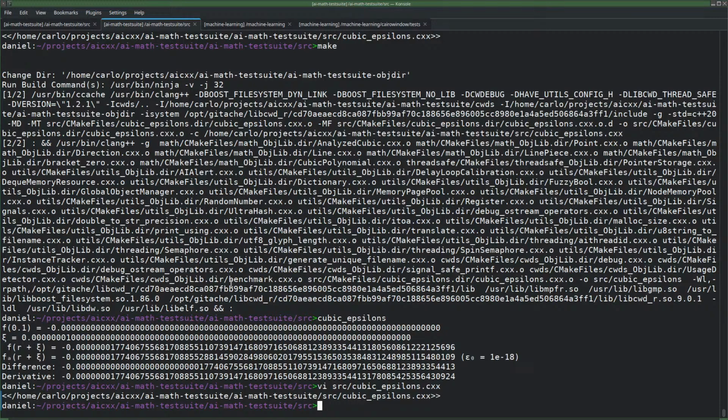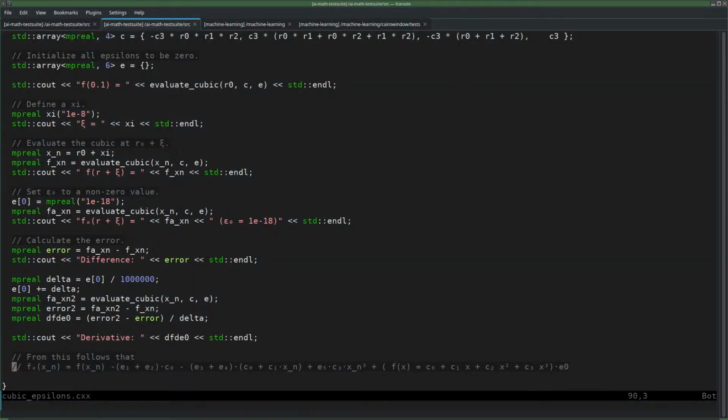Thus, the derivative relative to epsilon 0. So this is the f of xn. And we can get that then by filling in xn for the x here. So now we have the correct formula.